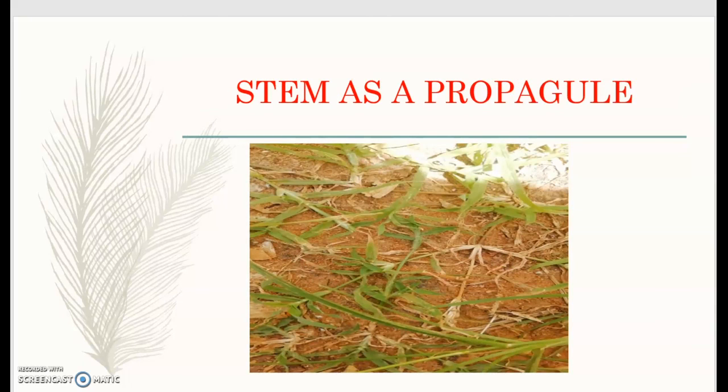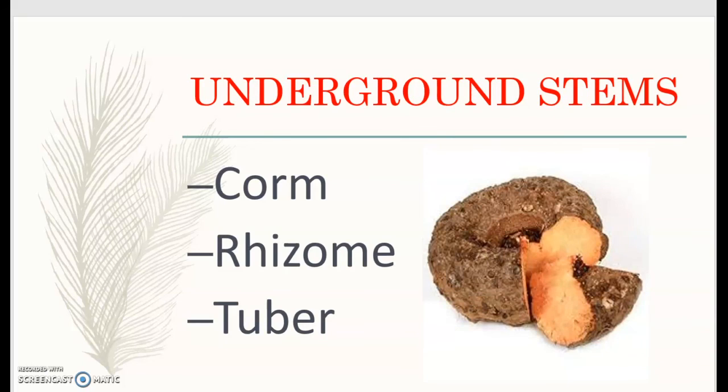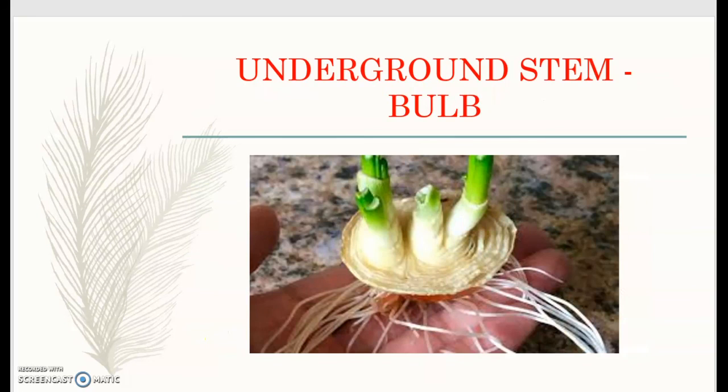And stem as a propagule, this is subaerial stem. The best known examples for subaerial stem are grass and strawberry. And then for underground stems, we discussed 4 different things. I didn't include bulb here. So corm is there, example yam, this elephant foot yam. And then rhizome, ginger is the example, tuber, potato is the example, and then bulb, onion is the example.